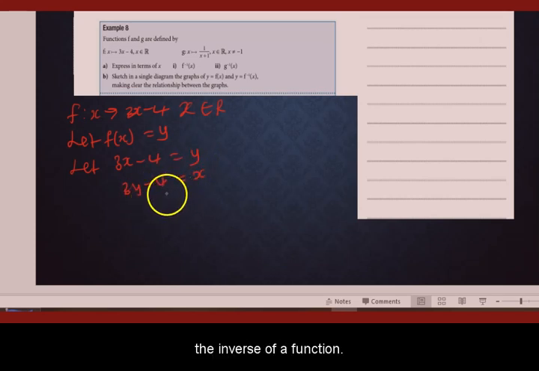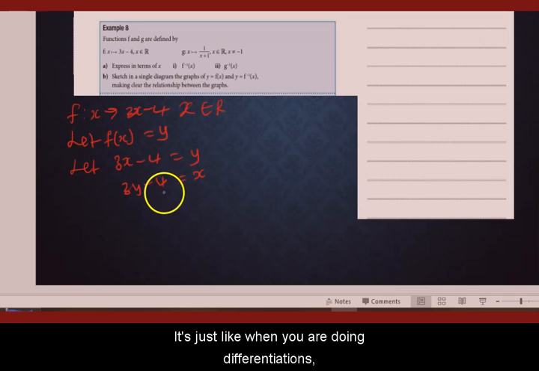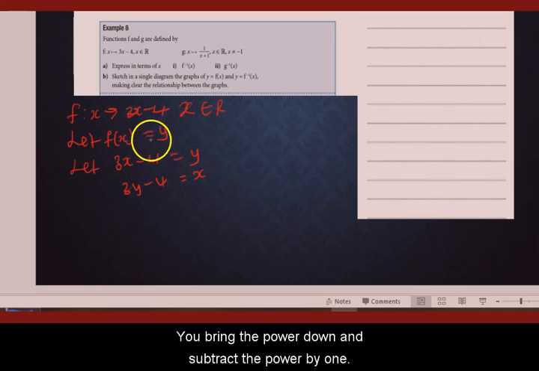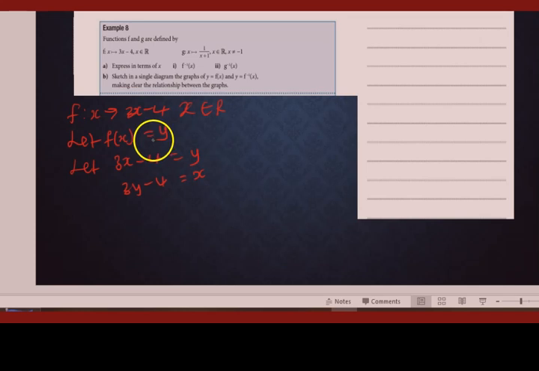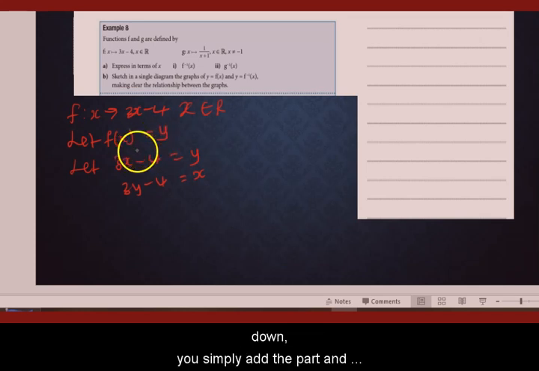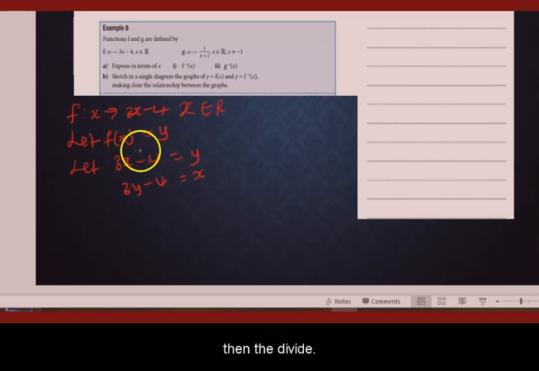The inverse of a function: we change x to y and change y to x. It's just like when you are doing differentiation, where you bring the power down and subtract the power by 1. If it is integration, you simply add to the power and then divide. We'll look at that concept.